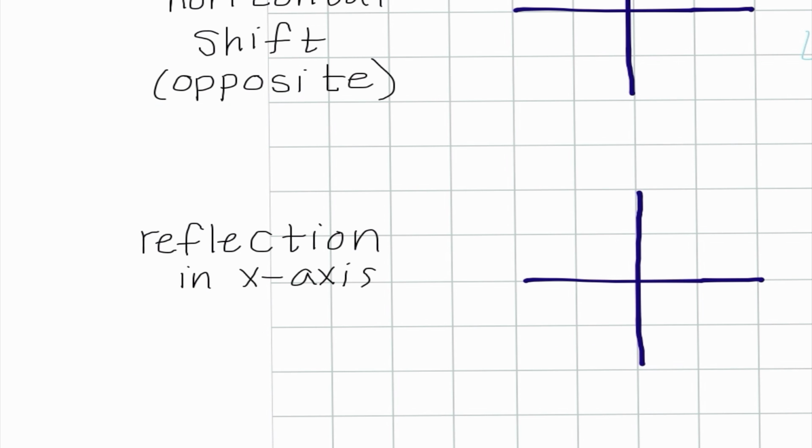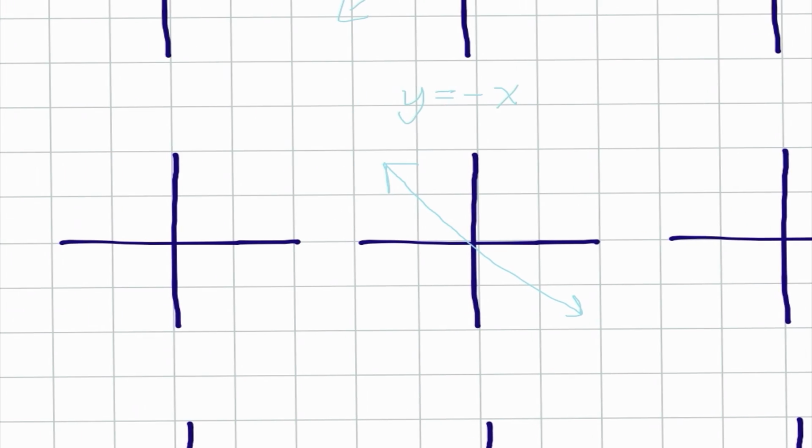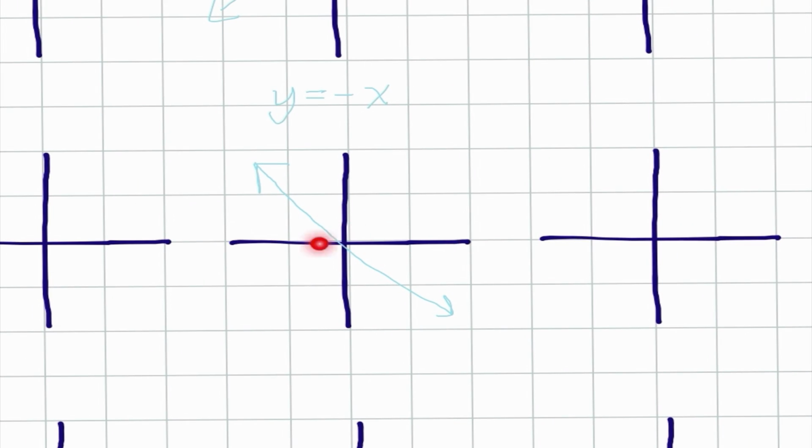So I wrote reflection in the x-axis, and this is an example of another rigid transformation because it's not changing the shape of the graph at all. It's just changing the orientation of it. It's going in a different direction. And just to review, okay, this is the x-axis. So it's like if I took my original function and folded on the x-axis, it would line up exactly with our new graph.